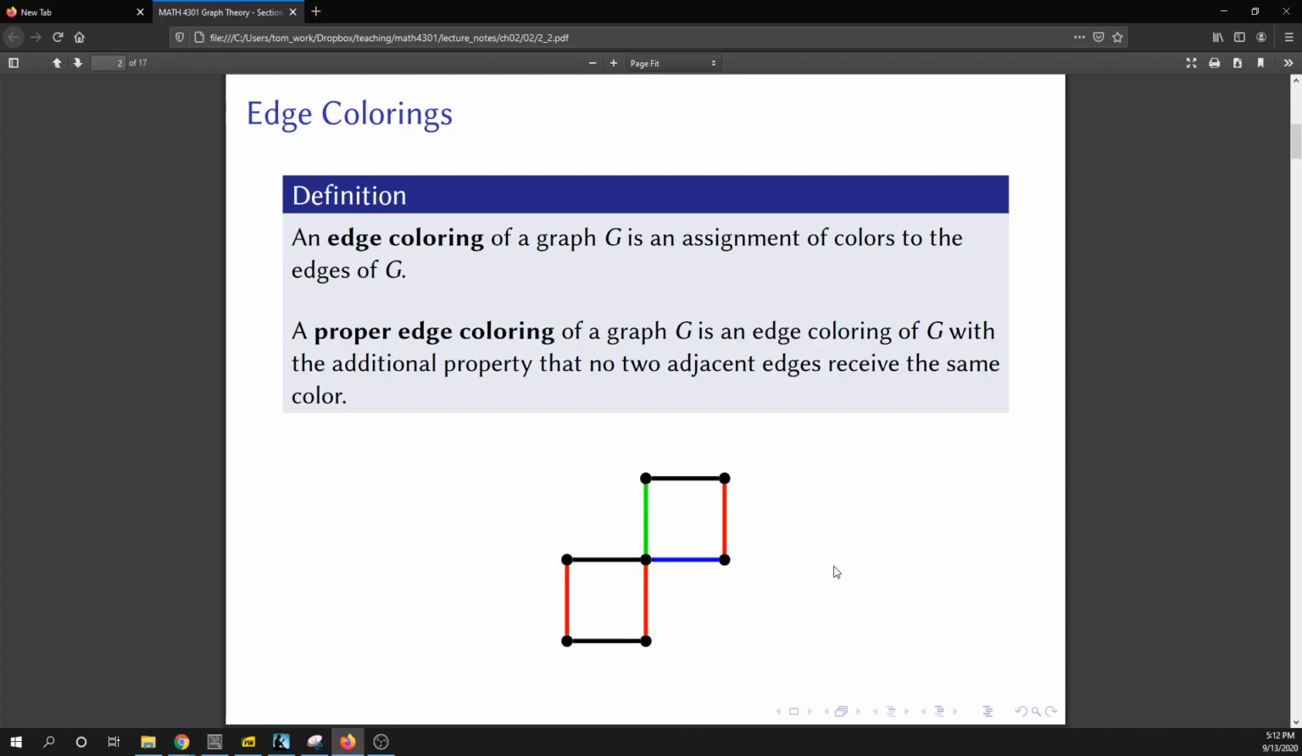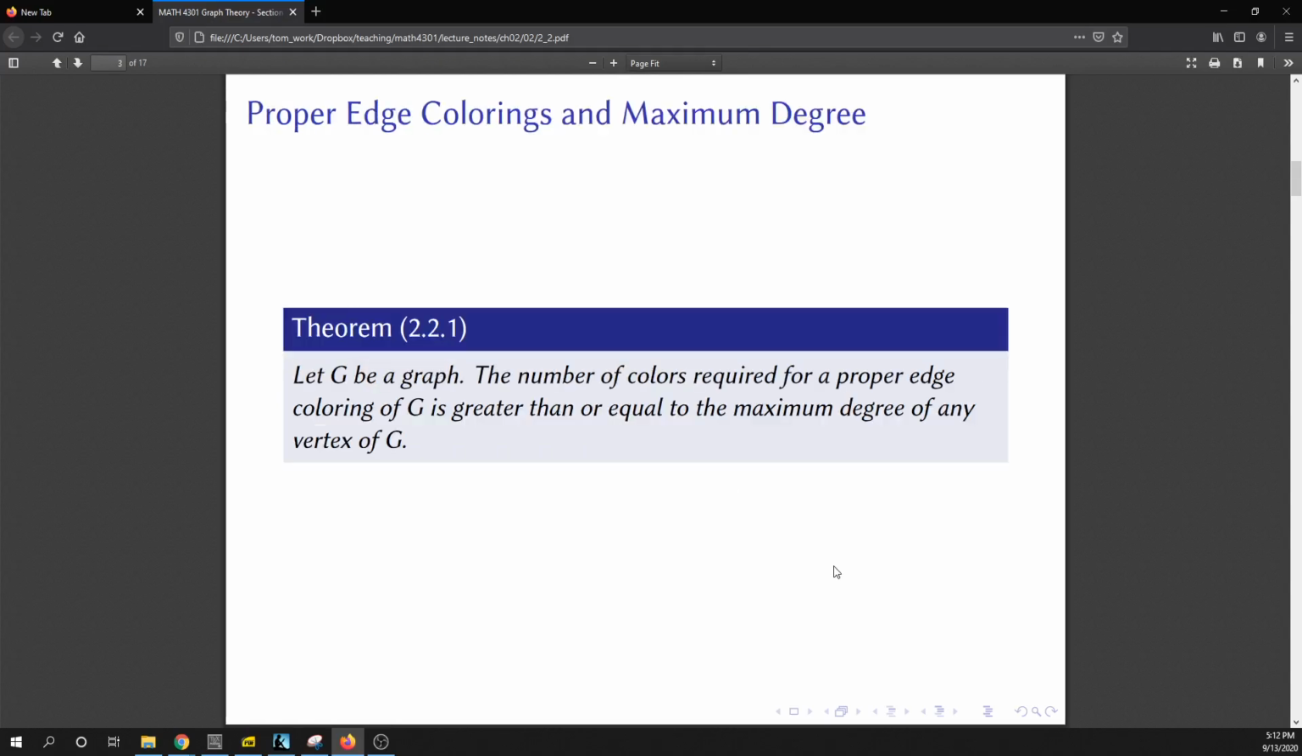That's going to lead us into our next definition. On this one, if you have a proper edge coloring with fewer than the maximum degree number of colors, then 2 of those edges at that vertex of maximum degree are going to have the same color, because you have more edges than you have colors. So that's basically how the proof would go, by contradiction.